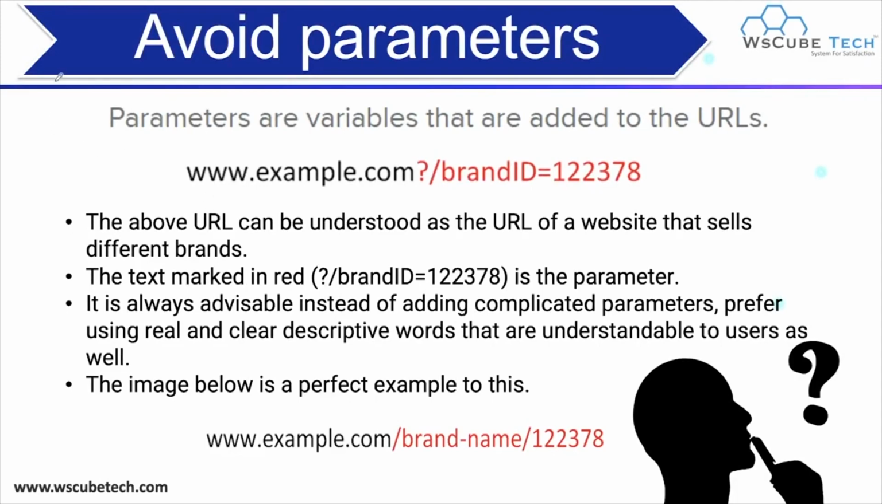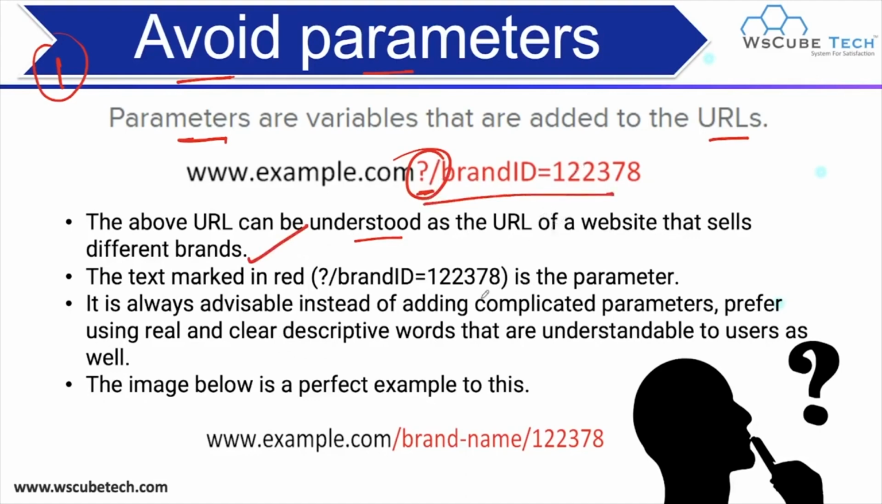The first step is you have to avoid parameters. What are parameters? Parameters are variables that are added to the URLs. The above URL can be understood as the URL of a website that sells different brands, and that text, which is /brand ID, is your parameter. So now you have to avoid this type of parameter.